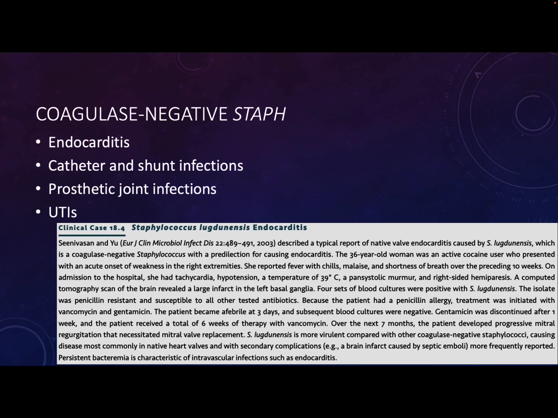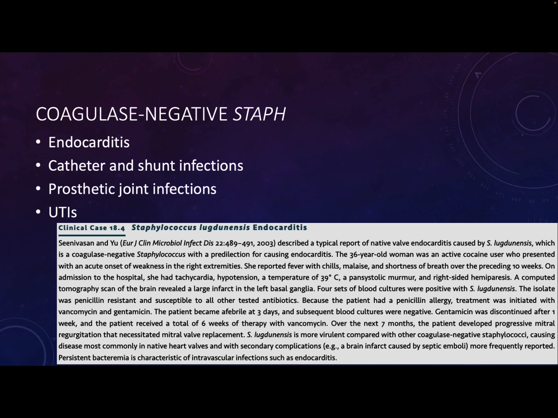Four sets of blood culture were positive for this species of staph. It was penicillin resistant, but susceptible to all other tested antibiotics. Didn't matter that it was penicillin resistant because the patient actually was allergic to penicillin. So you had to pick a different antibiotic. They picked vancomycin and gentamicin. The fever went away after 3 days, and subsequent blood cultures were negative. Gentamicin was discontinued after 1 week, and vancomycin was continued for a total of 6 weeks. Over the next 7 months, she developed an issue with one of her heart valves, so they had to replace it. So endocarditis, right, affects the heart valves.